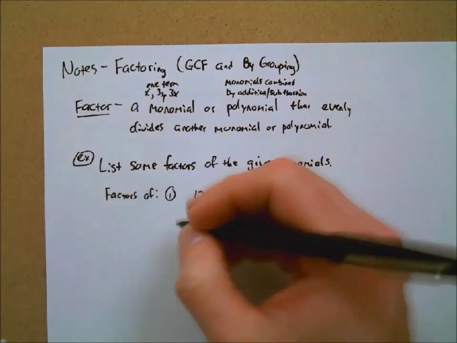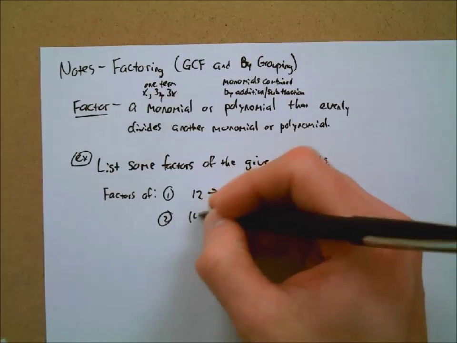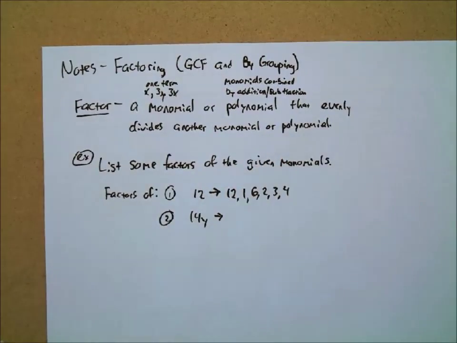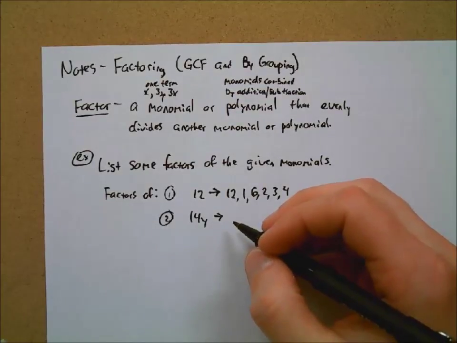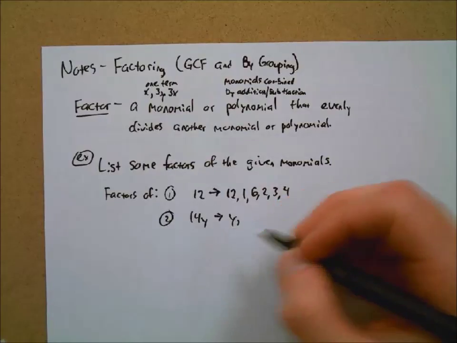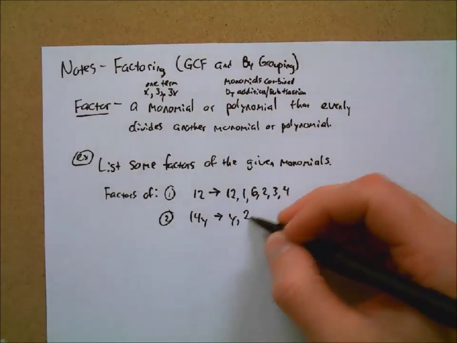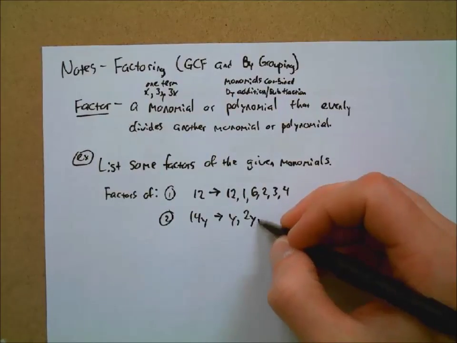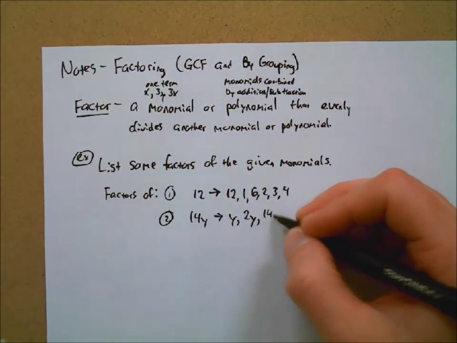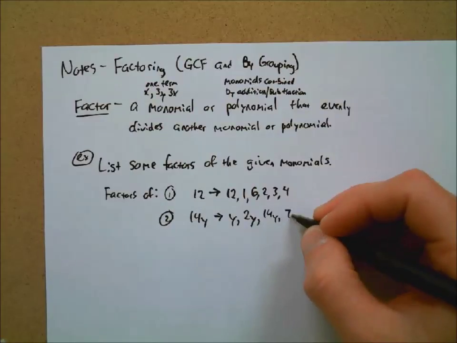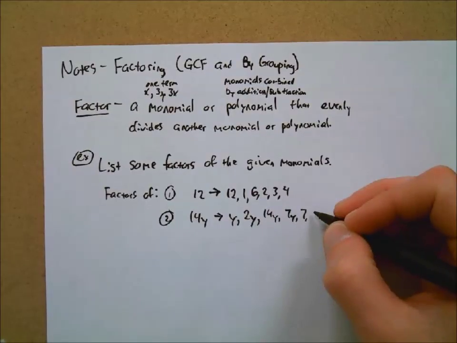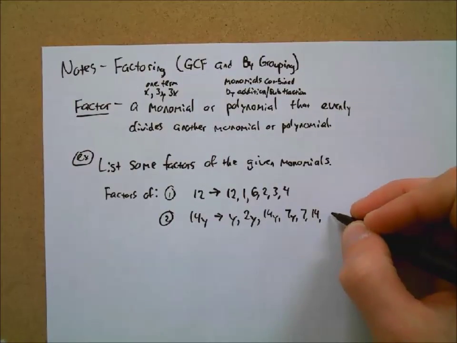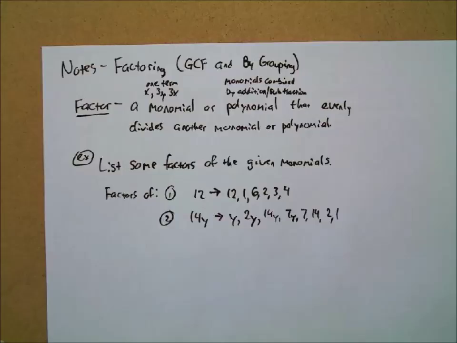All right. So next one. How about 14y? What are the factors of 14y? Yeah? Avery? y evenly divides 14y. What else? 2y. Is that what you said? 2y evenly divides 14y. 14y evenly divides 14y. 7y. 7. 14. 2 and 1. I think that's all of them.